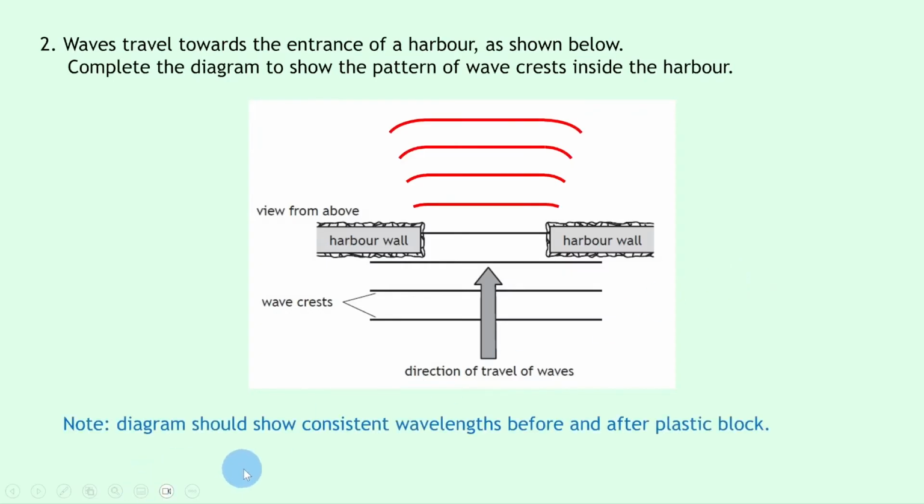where again, note that the diagram should show consistent wavelengths before and after the gap, so we're trying to keep the spacing between the wavefronts the same. And again, notice how the wavefronts are mostly straight in the middle, and then it's just the ends that are curved, and we're showing the ends of the waves getting more and more curved as you get further away from the harbour wall. And we can mark on the wavelength to show we're keeping that distance between the wave crests the same.